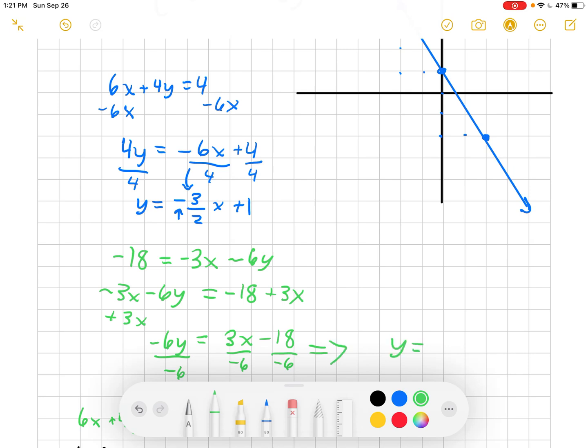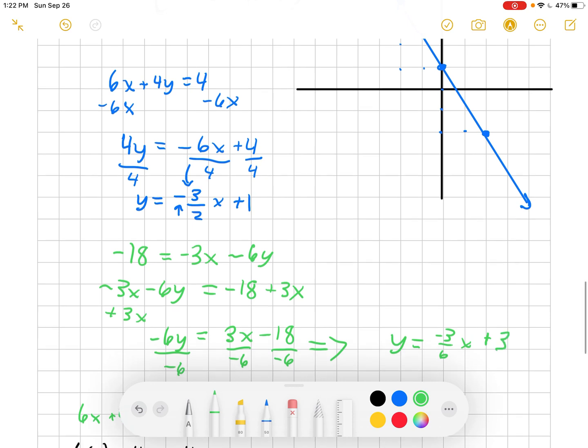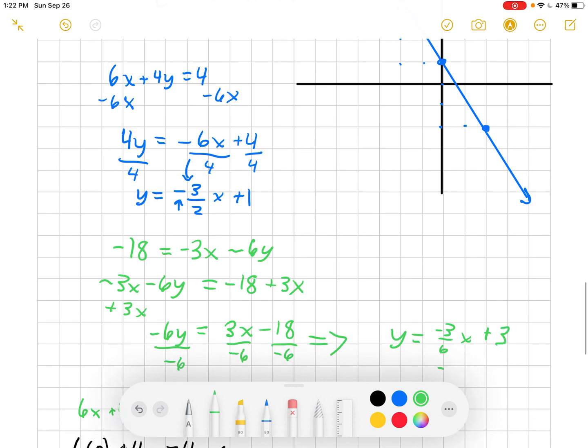We're going to get y is equal to negative 3 over 6x minus 18 over 6. 18 over 6 is going to become 3. Notice they're both negative, so we're going to turn that into a positive sign. I'm going to go ahead and reduce this fraction down. That'll be negative 1/2 x plus 3.